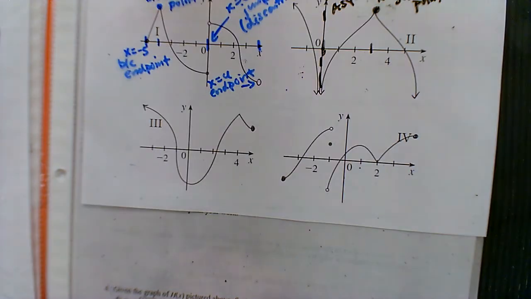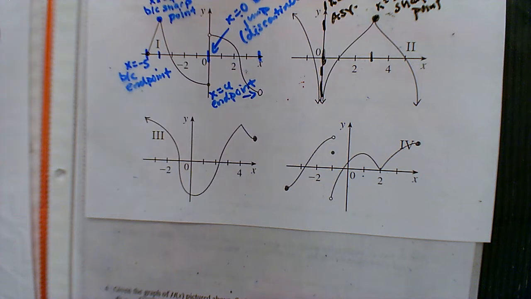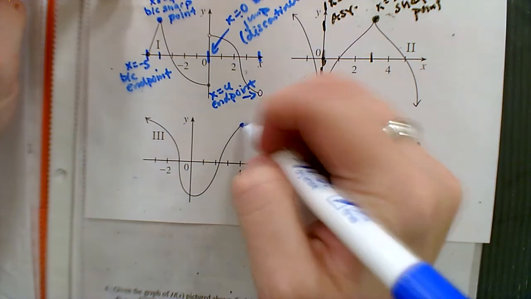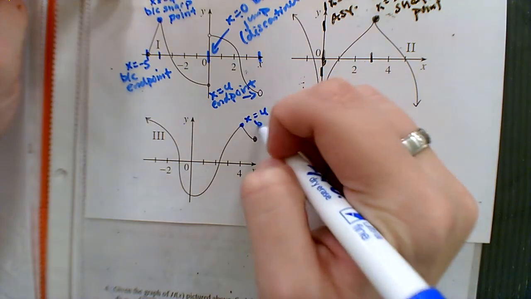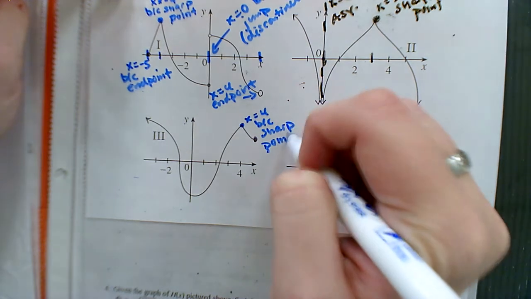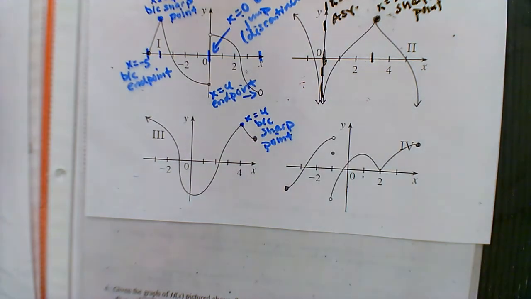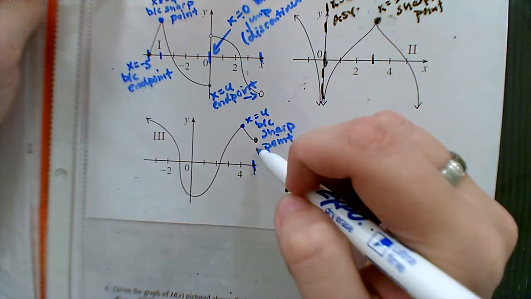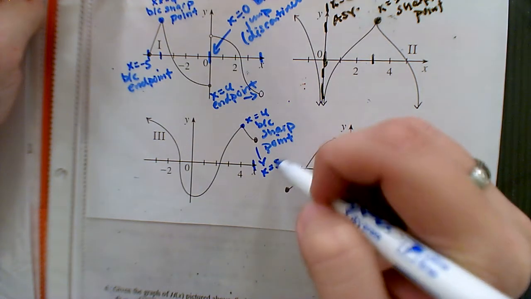All right, let's try 3. Bottom one. Where does a derivative not exist? Go to Ariana. X equals 4 because of the sharp point. Sharp point. Looks good. You have another one? Go ahead. X equals 5 because of the endpoint. Okay.